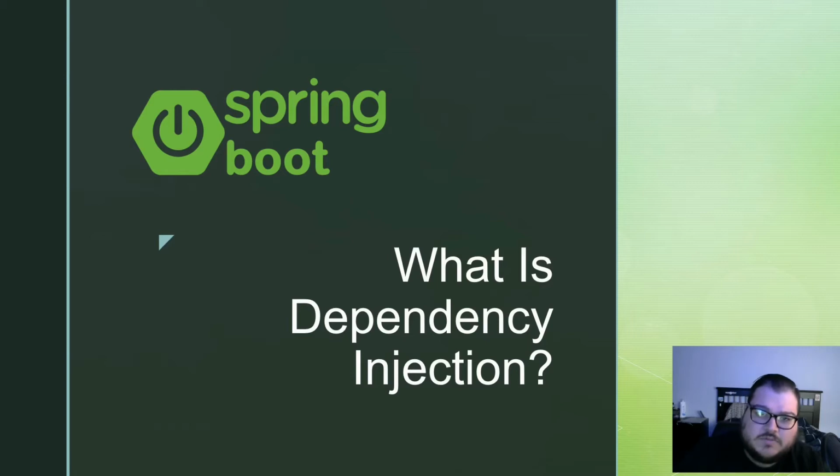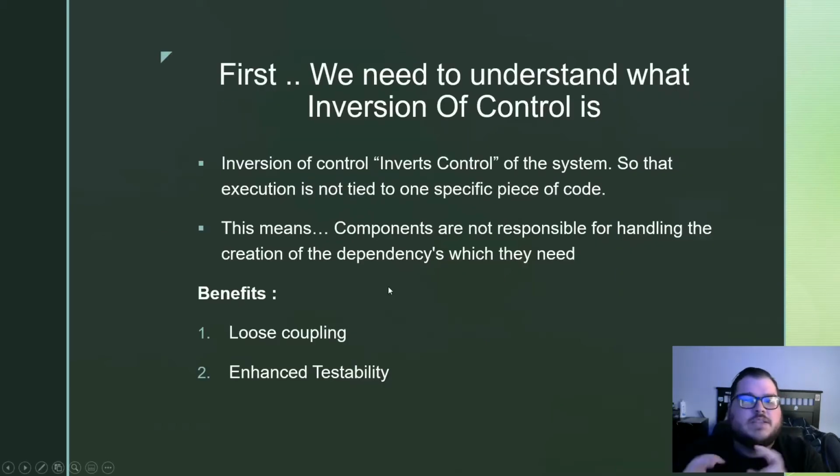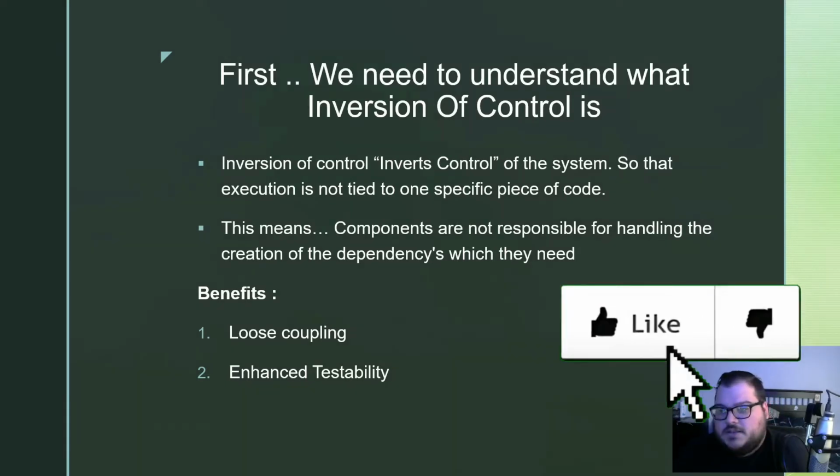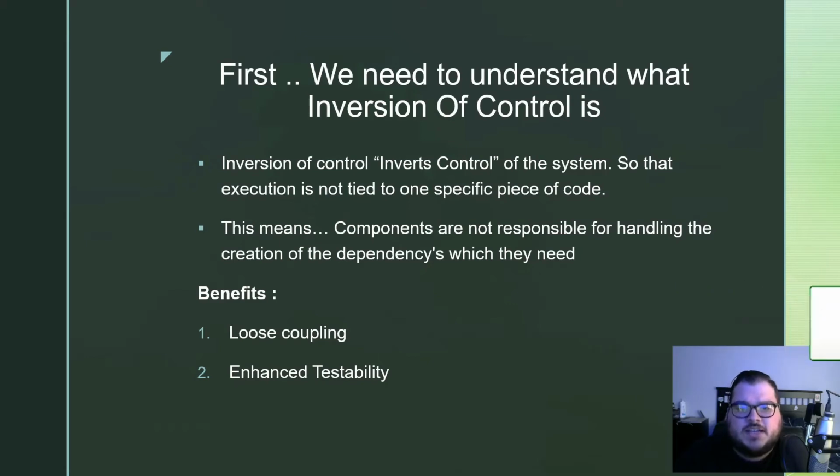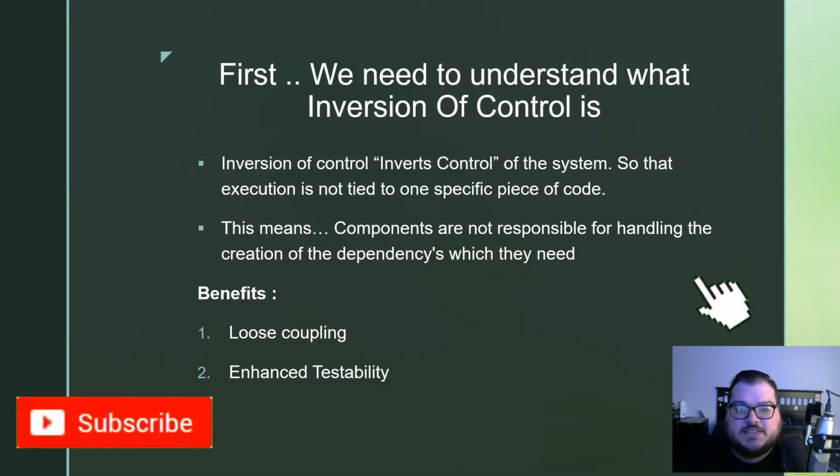All right, so to get started, before we really go into anything, we have to understand what exactly is this inversion of control thing, right? Inversion of control, basically, like it says, inverts control of the system. This basically means that execution is not tied to one specific piece of code. So components are not responsible for handling the creation of the dependency which they need.